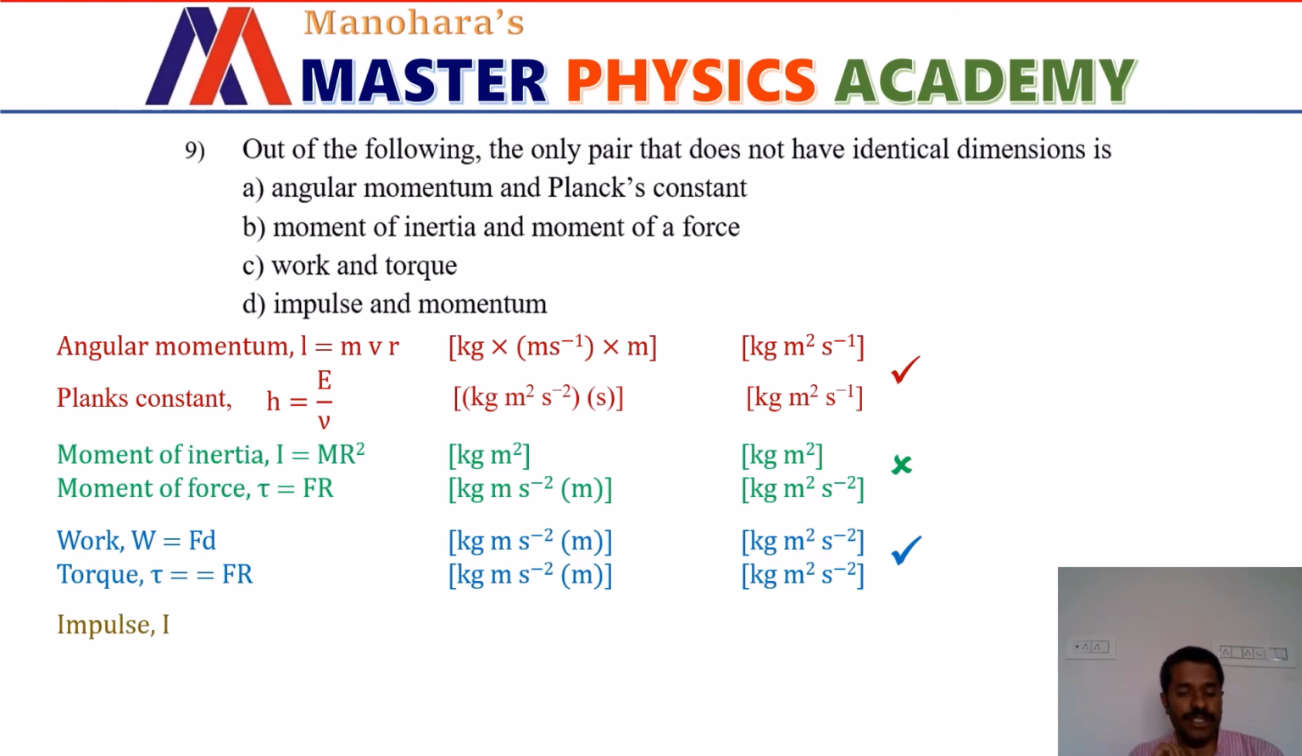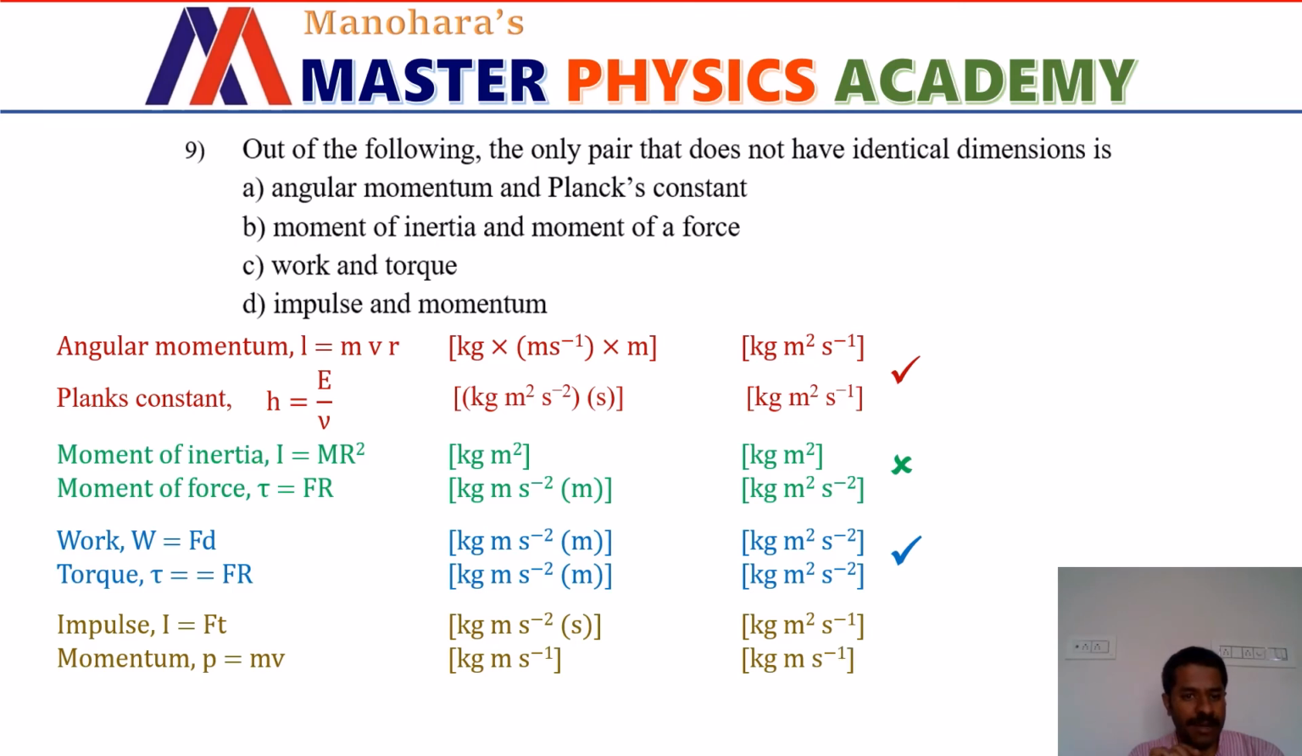They have the same dimensions. Let us look at the final pair, that is impulse and momentum. Impulse is defined as force into time. Hence, its unit becomes kg meter per second, and momentum is defined as mass into velocity. Hence, its unit becomes kg meter per second. They also have the same dimensions. The only pair which does not have the same dimensions is option B, moment of inertia and moment of force. Option B is the right choice.